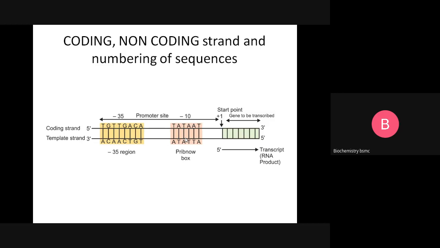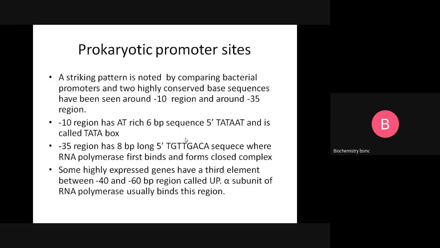So, for more and more efficient transcription to occur, we need a very good AT-rich region and conserved sequences. So there is the Pribnow box and there is a -35 region. As you can see in this slide, the -10 region has an AT-rich 6 base sequence, TATAAT, also called the TATA box in case of eukaryotes. And -35 has an 8 base pair sequence, TTGACA, where RNA polymerase first binds and forms a closed complex.